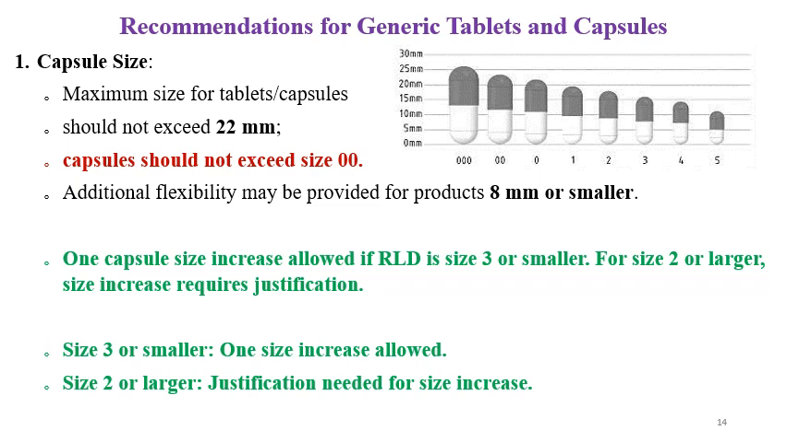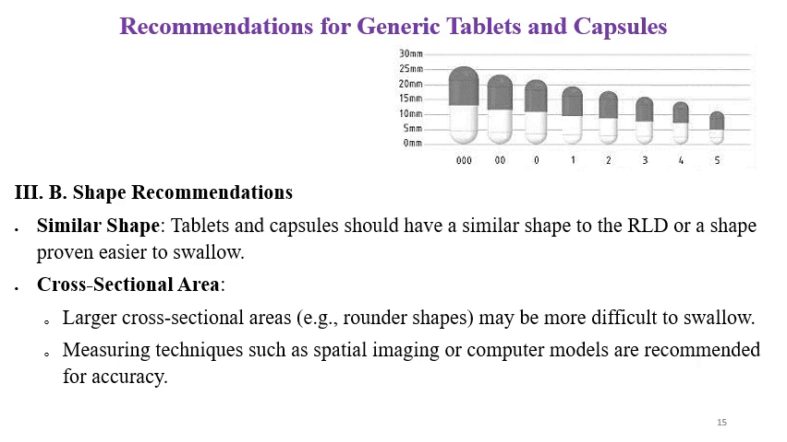One capsule size increase is allowed if the RLD is size 3 or smaller. For size 2 or larger, a size increase requires justification. Scientific justification is required if the size is 2 or larger. For size 3 or smaller, you can increase by one size. That means if the RLD is size 3, you can go for size 2. But if the RLD is size 2 or size 1, you cannot increase the size without justification. So this is regarding the capsule size.